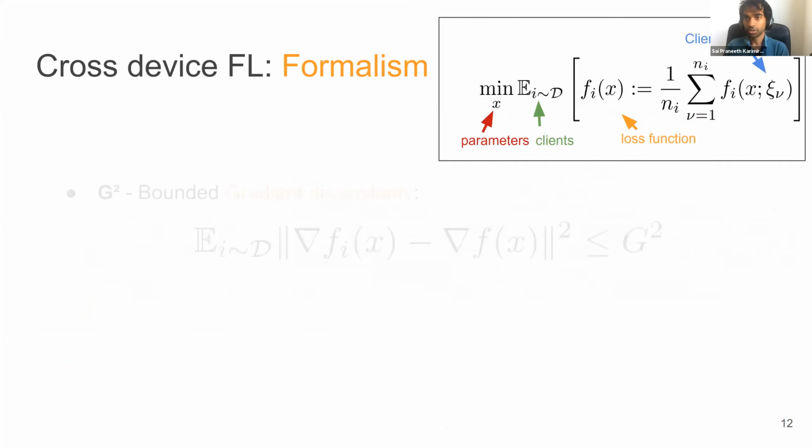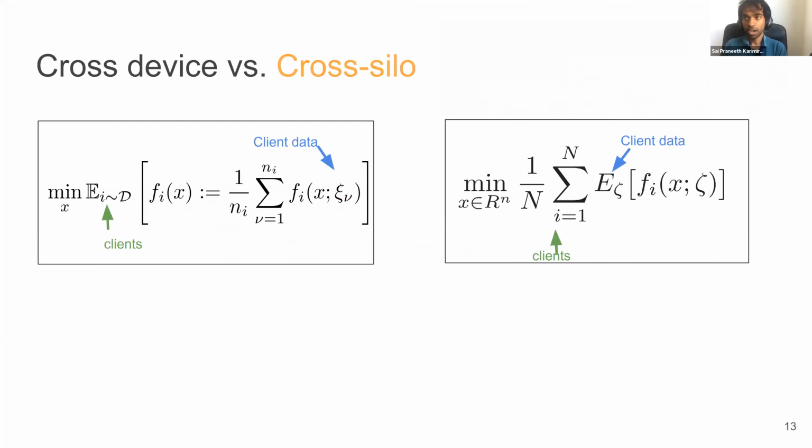Before this, I want to contrast this with the cross-silo setting. In the cross-silo setting, which is on the right, there is a small number of clients. So N is small, and we sum over the number of clients. But each client potentially has a very large amount of data, so there's an expectation over the data. In contrast, in cross-device, there's a sum over the data, but potentially an infinite number of clients.